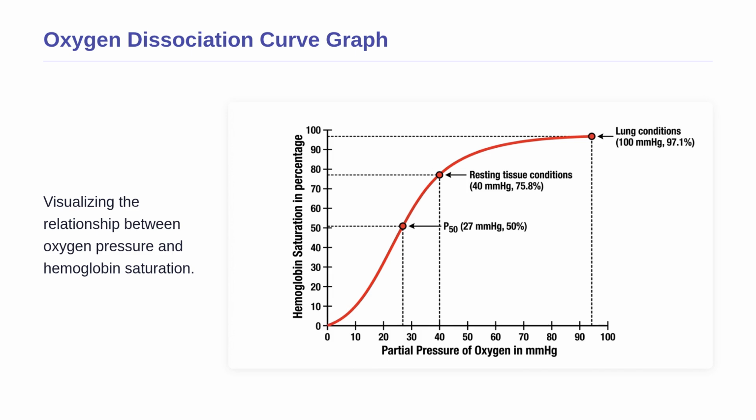At the far right, under lung conditions, at a pressure of 100, the curve is flat and saturation is near maximum. In the middle, under resting tissue conditions, at a pressure of 40, the curve is steep and saturation has dropped to about 75%. Finally, we see the P50 point, marked at a pressure of 27, where saturation is exactly 50%. This visual map perfectly summarizes how our body adapts to deliver oxygen.